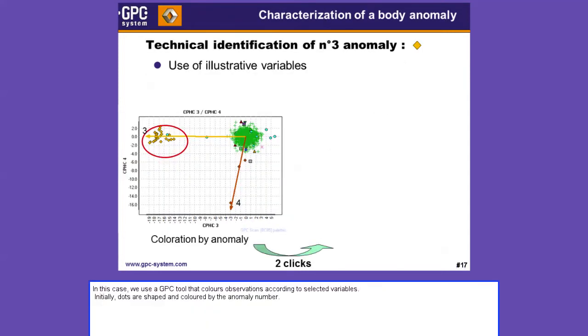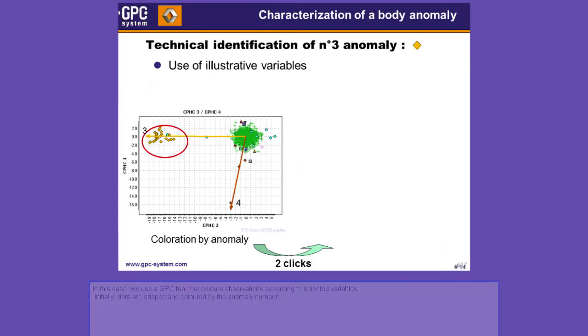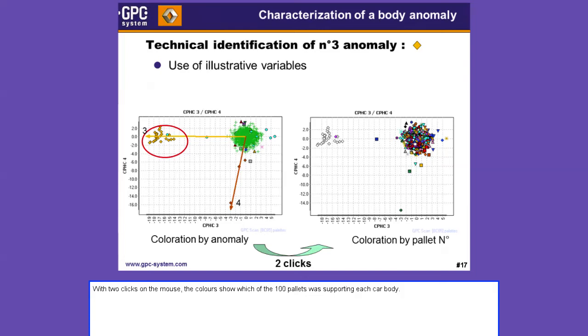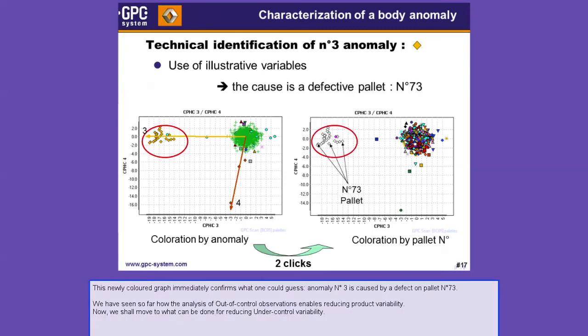In this case, we use a GPC tool that colors observations according to selected variables. Initially, dots are shaped and colored by the anomaly number. With 2 clicks on the mouse, the colors show which of the 100 pallets was supporting each car body. This newly colored graph immediately confirms what one could guess: anomaly number 3 is caused by a defect on pallet number 73. We have seen so far how the analysis of out-of-control observations enables reducing product variability. Now, we shall move to what can be done for reducing under-control variability.